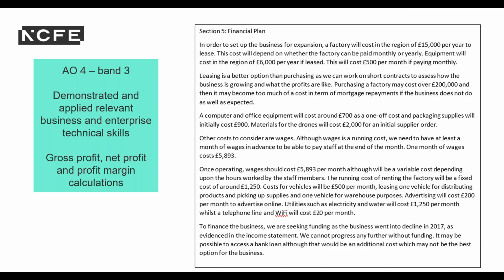We're moving into the financial plan now and looking at assessment objective 4. Again, this has been awarded a band 3. And the justification for the awarded grade: the learner has demonstrated and applied relevant business and enterprise technical skills effectively by applying and using appropriate processes, tools and techniques. They've incorporated gross profit, net profit, profit margin calculations into the business plan.